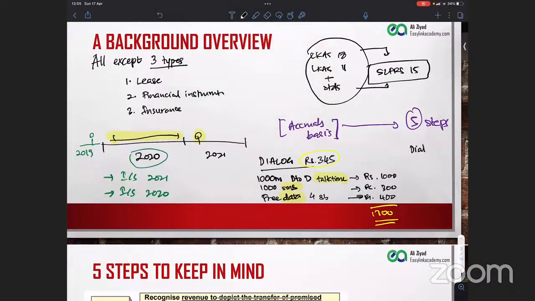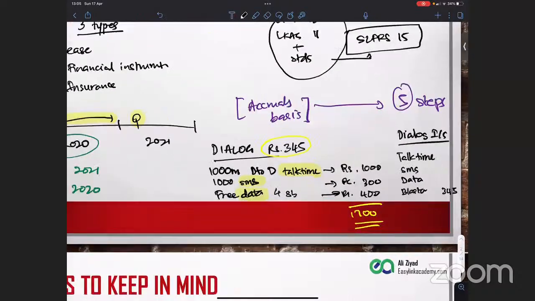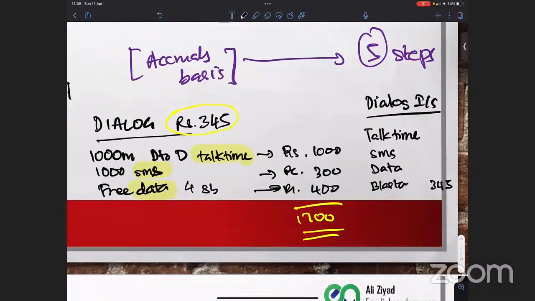Dialog's income statement: now they have their own revenue streams. One is talk time. The other one is SMS. The other one is mobile data, right? Now, do you think Dialog can put a separate category saying blaster package and add that revenue there in their income statement? Does it make sense to do it like that?